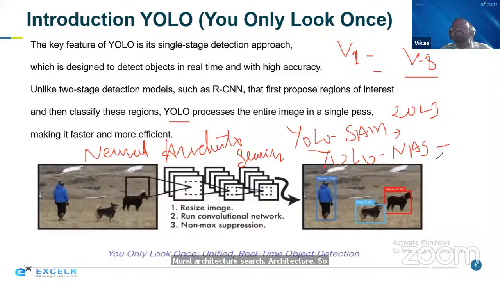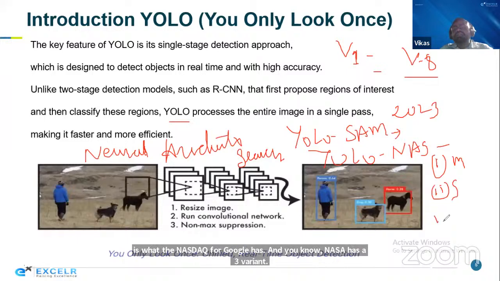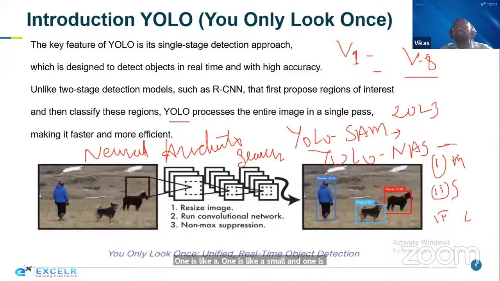And YOLO NAS has three variants: one is medium, one is small, and one is large. Three variants are there for YOLO NAS also. There is an entire family: version 1, YOLO V1 to V8, then there is YOLO SAM, and then YOLO NAS is there.